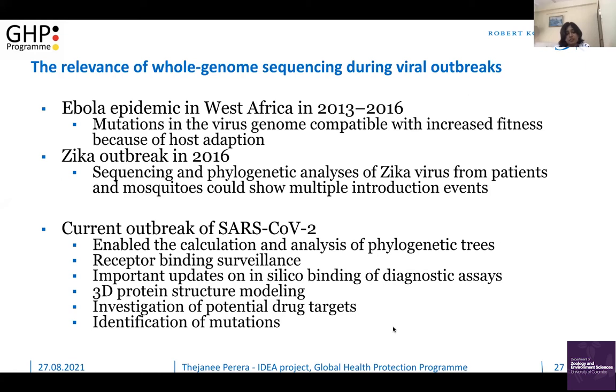If we check the relevance of whole genome sequencing during viral outbreaks, this was not the first time it was used in a viral outbreak. They have used it in the Ebola outbreak in West Africa in 2013 to find that the mutation arose because of host adaptations, and also for the Zika outbreak that happened in 2016. It showed that there were multiple introduction events in the Zika outbreak when we do the whole genome sequencing.